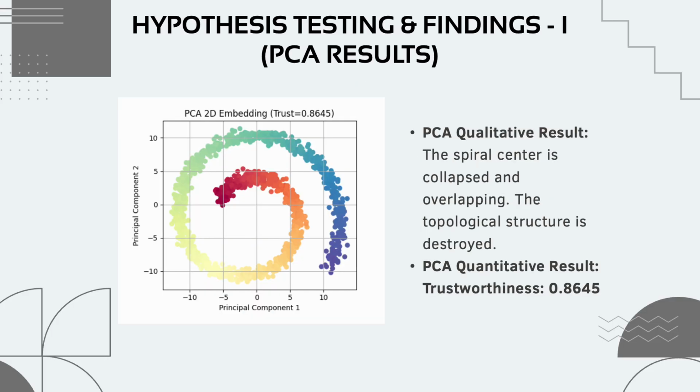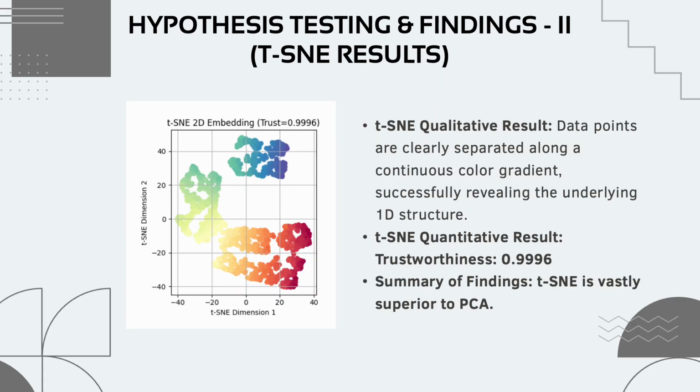Let's look at the PCA result. When applying PCA, the embedding shows a distorted spiral projection. The linear projection caused the manifold layers to collapse. This visually supports the hypothesis derived from research question 1. The low trustworthiness score of 0.8645 quantitatively confirms this collapse and the poor preservation of local neighborhood structure.